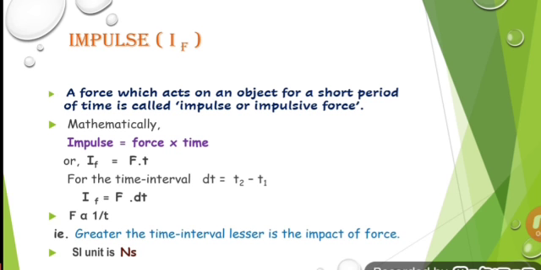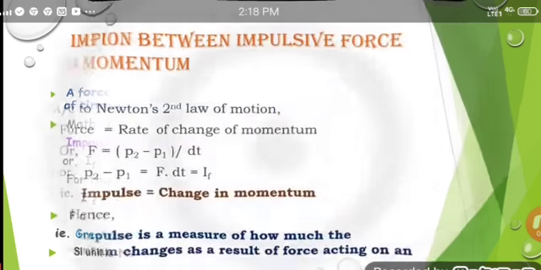From this, we can conclude that force is inversely proportional to time. That is, greater the time interval, lesser will be the impact of the force. Means, if the time interval for the impact of the two bodies is very less, then the effect of the force will be very large. The SI unit of impulsive force is Newton second.